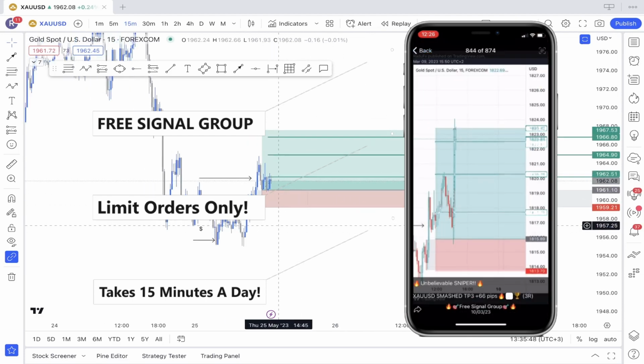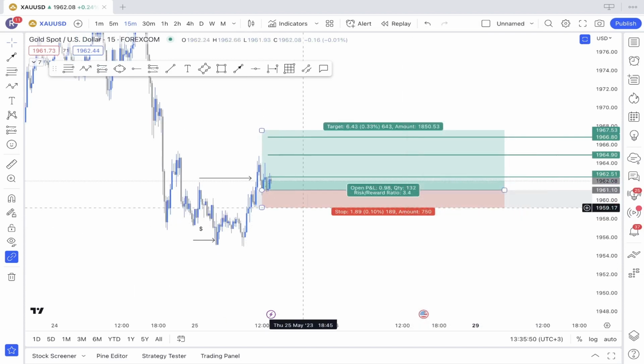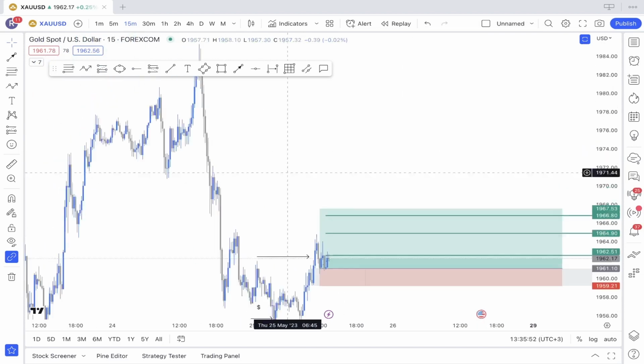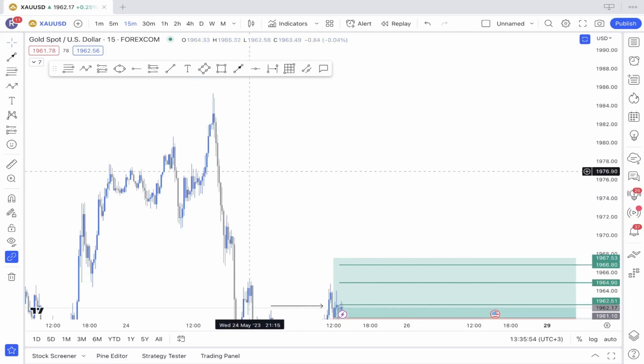And this is why I took this trade. So now let me see if I can find another example. Look, we have another example of CHOCH, change of character. So check this out. I'm going to use the path.